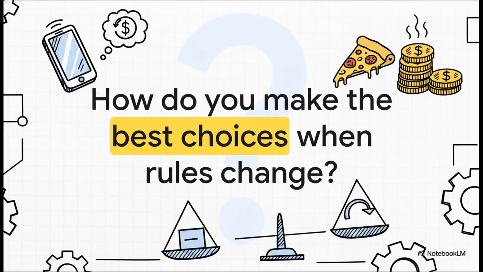Because let's face it, here's the reality we're all dealing with. How do you make the best choices when the rules constantly keep changing? Think about it. You're trying to pick a cell phone plan, or maybe you're figuring out which summer job actually pays more, or even just deciding which pizza delivery deal is the cheapest on a Friday night. When one option has a flat fee and another charges by the hour or by the gigabyte, how do you know which choice is actually the smartest? You can't just guess. You really need a method.